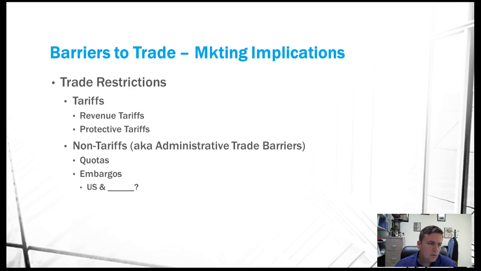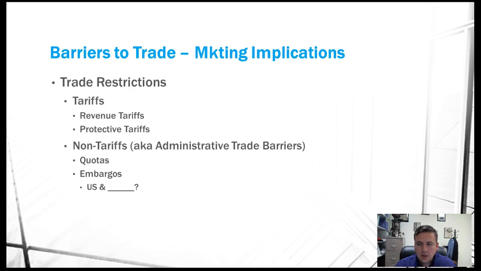Non-tariff restrictions would also be known as administrative trade barriers. These include things such as quotas or embargoes. Quotas would be those limiting the amount of goods that are being imported from a certain country or region, or just importing that type of good into the country over a given period of time. That's trying to keep that product stable throughout the country, either over a given period of time or within that region. Embargoes would be a total ban on trade with another nation.